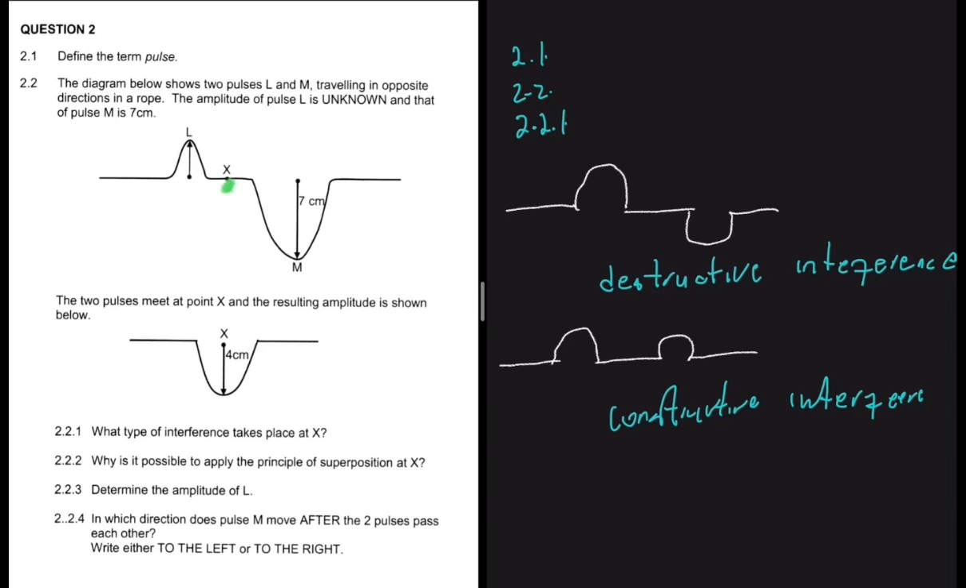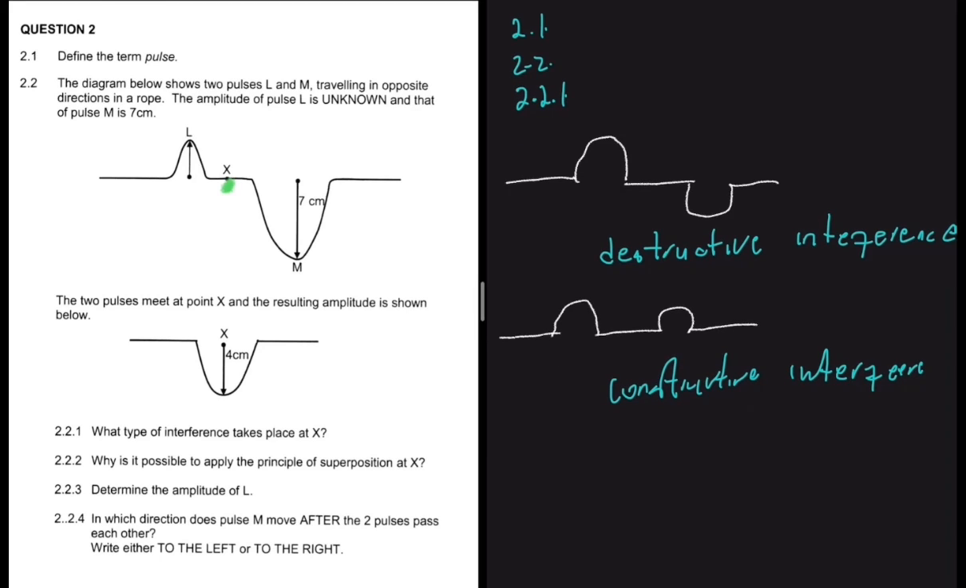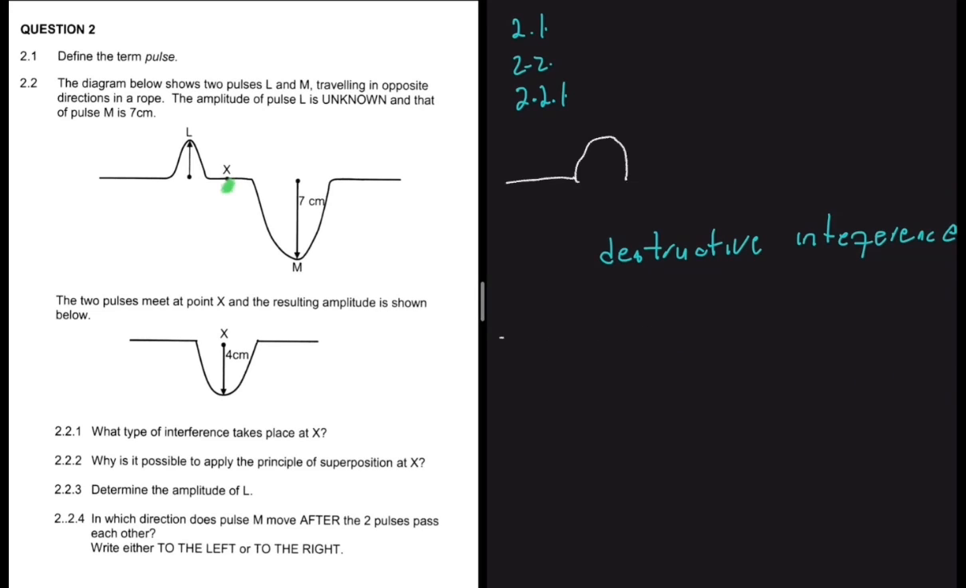But as you can see here in the example, we have two pulses, one being above the equilibrium and one being below the equilibrium. So the type of interference that is going to take place in 2.2.1 is destructive interference. So our answer for this question will be destructive interference.